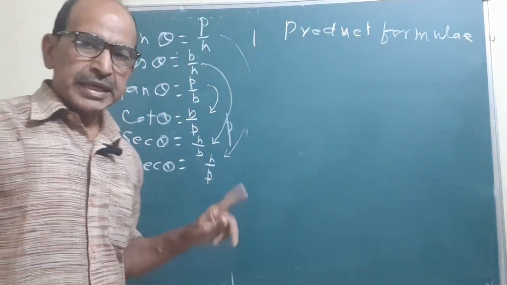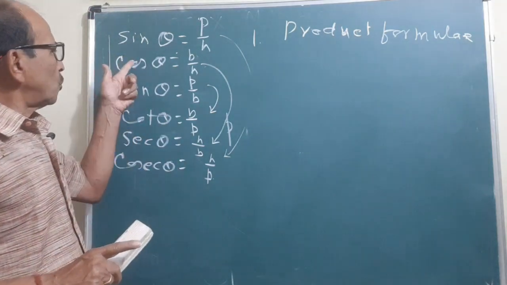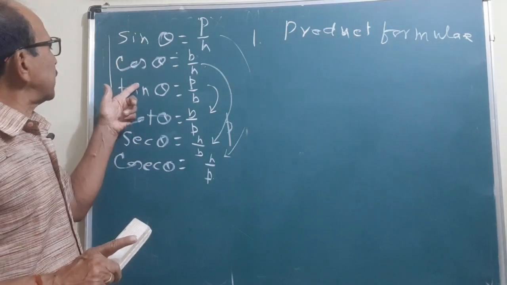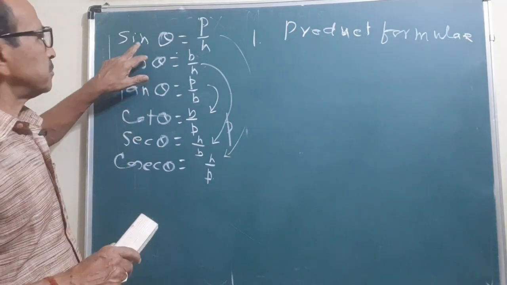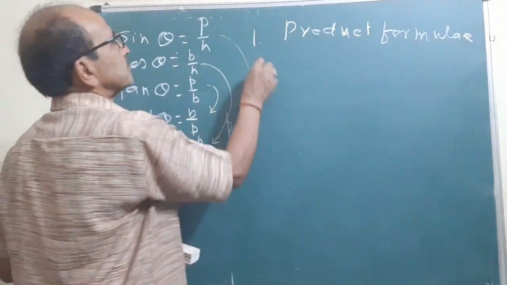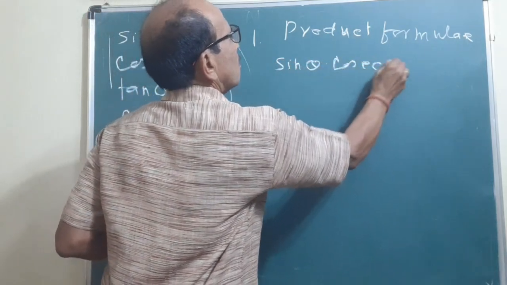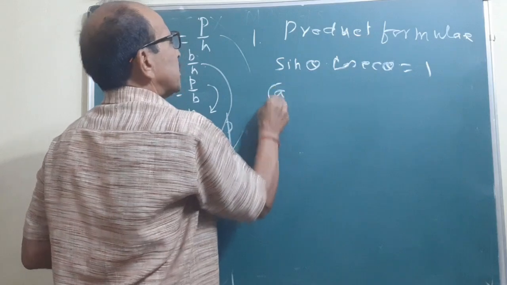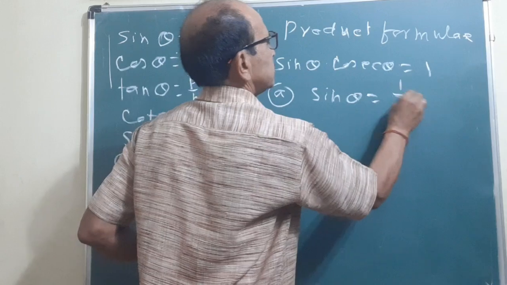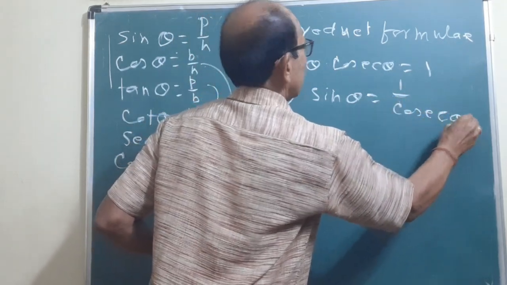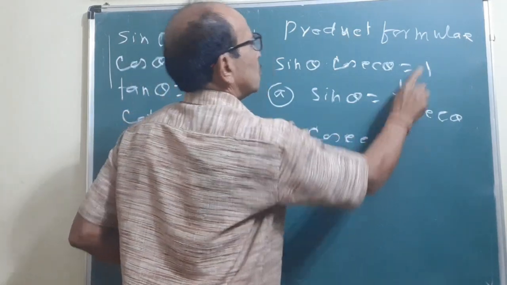There are 3 formulas. In this way you will remember: sin theta into cosec theta is equal to 1, cos theta into sec theta is equal to 1, tan theta into cot theta is equal to 1. So it is very easy to remember. How will you remember? First formula, you can see, sin theta into cosec theta is equal to 1, and from here you can get sin theta is equal to 1 by cosec theta, and cosec theta is equal to 1 by sin theta.